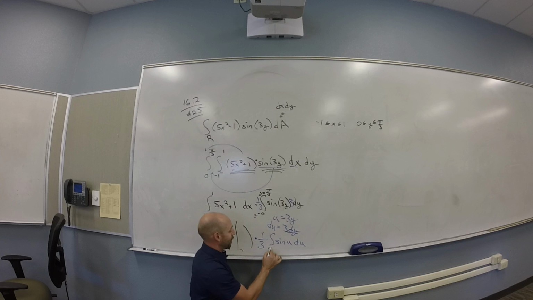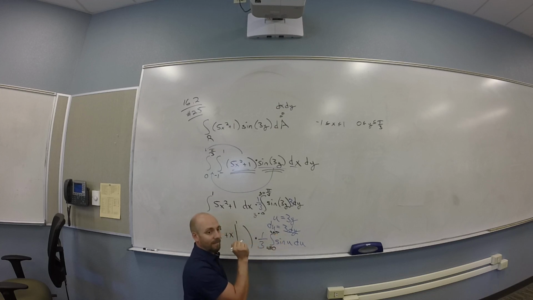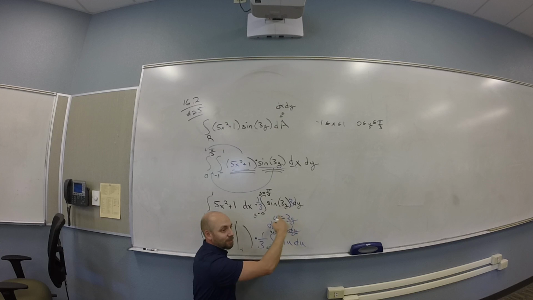Plugging 0 in, 3y is 0. So this is a u bound, right? So this is the bound u is 0. And then this upper bound is going to be u is pi, because when y is pi over 3, 3 times pi over 3 is pi, so u is pi.